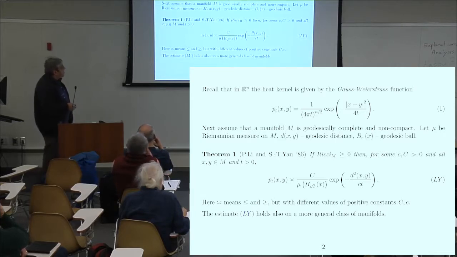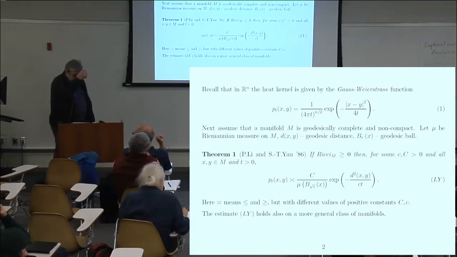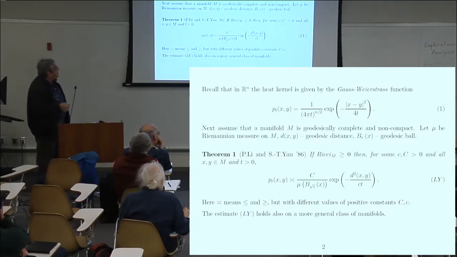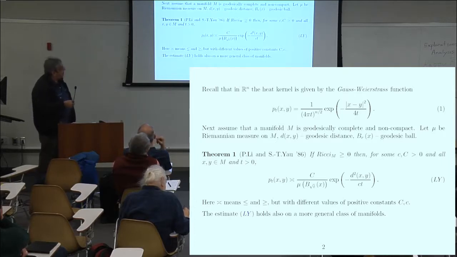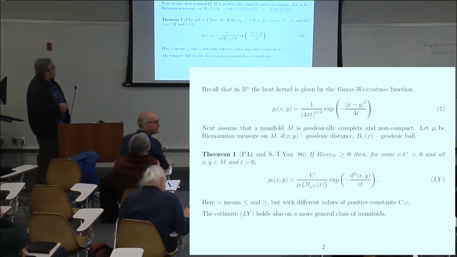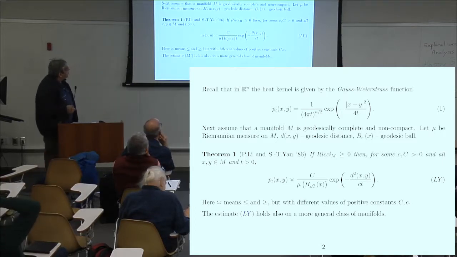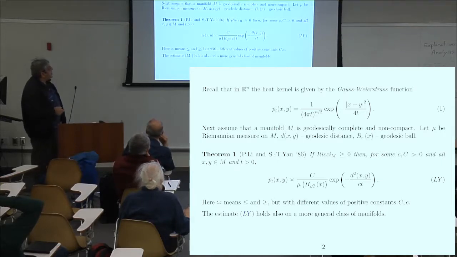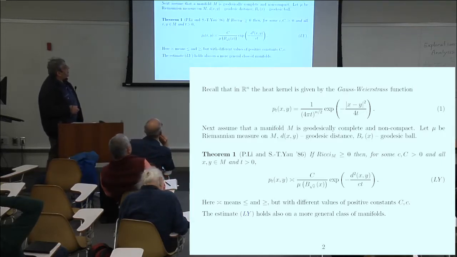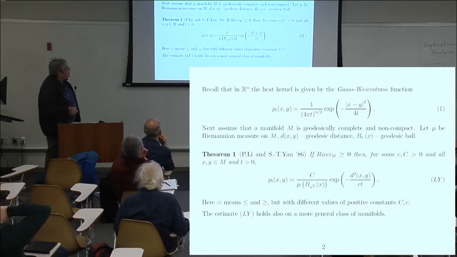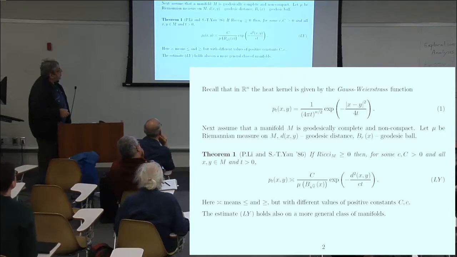So I'll state only one result here. There are plenty of different results also by people who sit in this room today, but for the sake of this talk, I need only one result to cite. So I always denote by μ the Riemannian measure, d the geodesic distance, B the geodesic ball. This is the celebrated theorem of Li and Yau, which influenced a lot of this subject: if the manifold has non-negative Ricci curvature everywhere, then the heat kernel is comparable to a function which has a similar shape to the Gauss-Weierstrass function, a Gaussian exponential function with distance squared over some positive constant c times t.